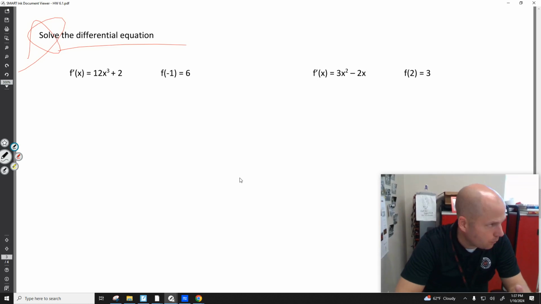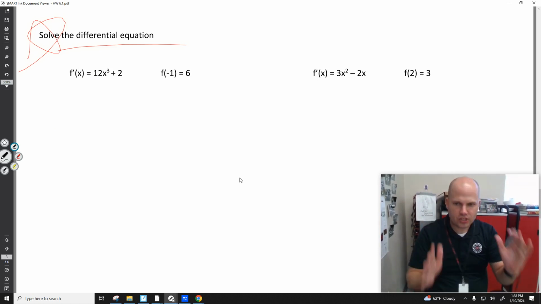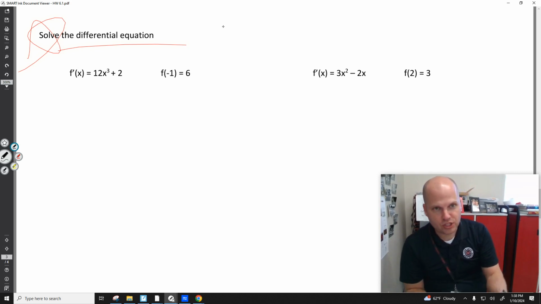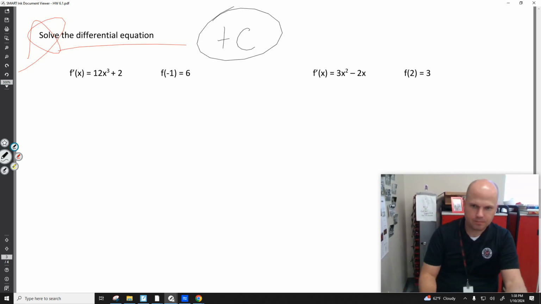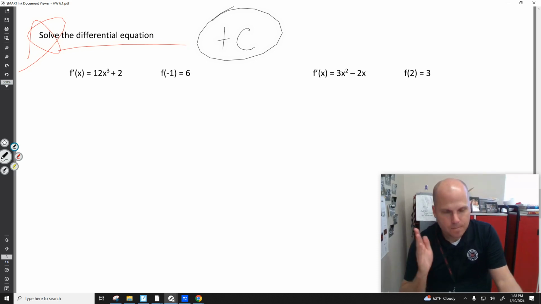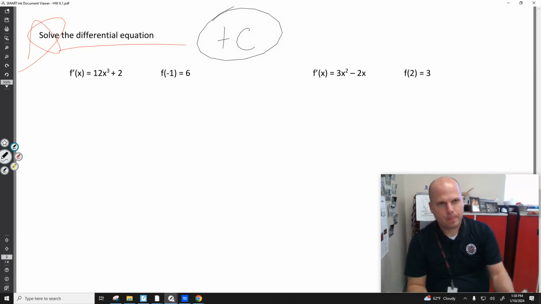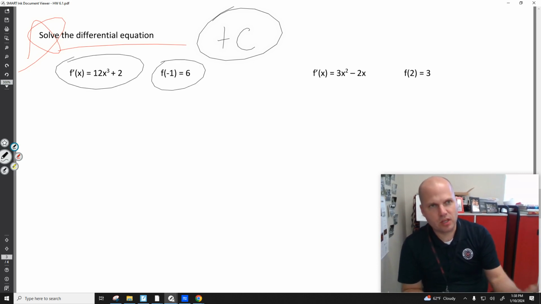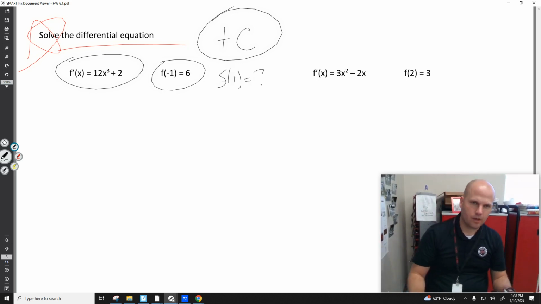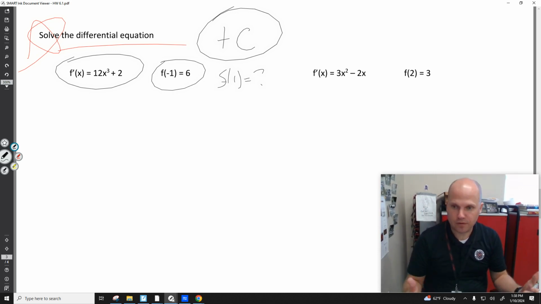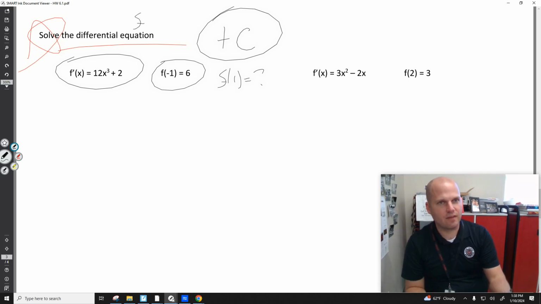All right, to the important questions. The differential equations. This is where the whole plus C matters. Why do we have C? Here's the situation. I'm giving you f prime. I'm giving you a point on f. And let's say I ask you for another point on f. What's f of 1? Or I ask you to solve the differential equation. Solving the differential equation is finding f.